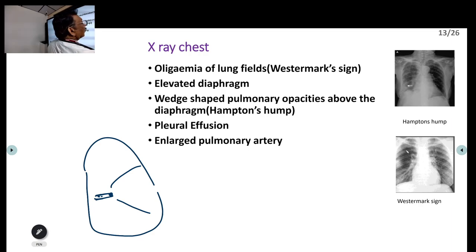So here you can see the artery is present here, but after that there is no blood vessel. But here you can see a lot of blood vessels are there. So that is Westermark sign. The other one is wedge-shaped pulmonary opacities above the diaphragm, that is Hampton hump. So you can see here it is something like a consolidation, that part is consolidation. Hampton sign. Pleural effusion can be there, since it is an inflammatory condition. Sometimes the pulmonary artery will be enlarged, because before blocking it will get engorged.